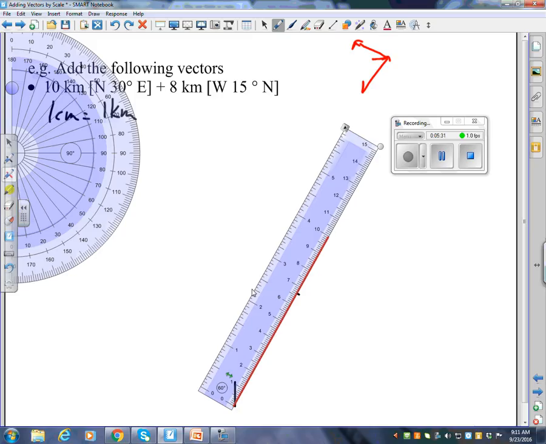Everybody with me so far? I recommend you wait until you're done to put the arrowhead on because it can mess up your measuring a little bit. If you've done it already, that's okay. A nice sharp pencil will help. If you're using a pen, I strongly suggest you get yourself a pencil.